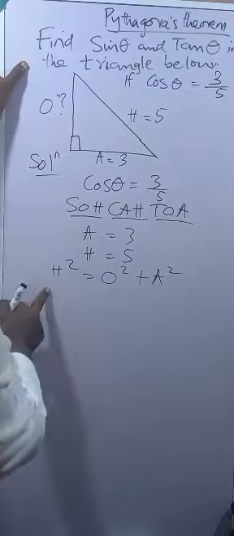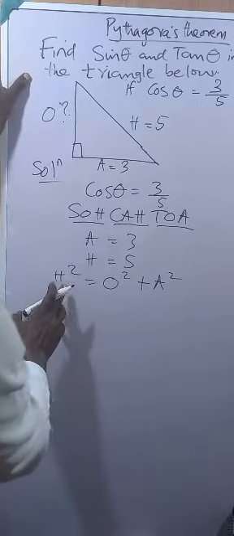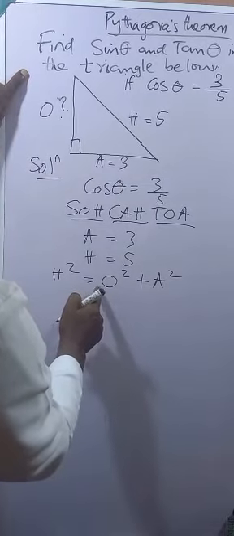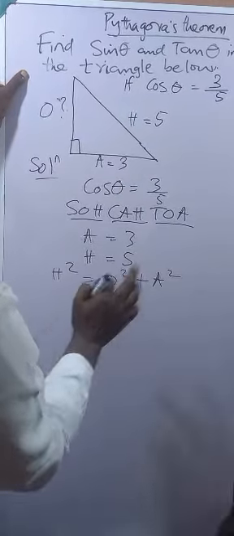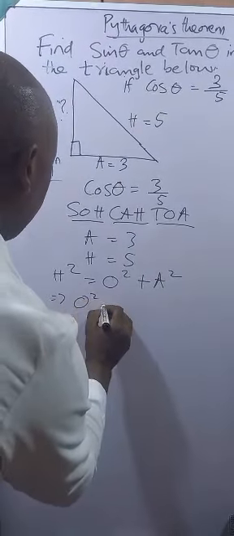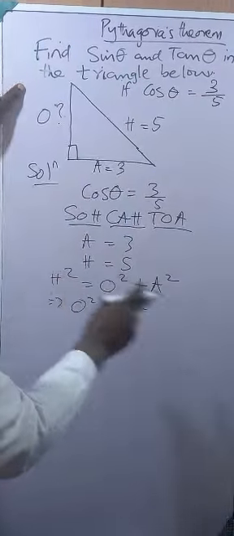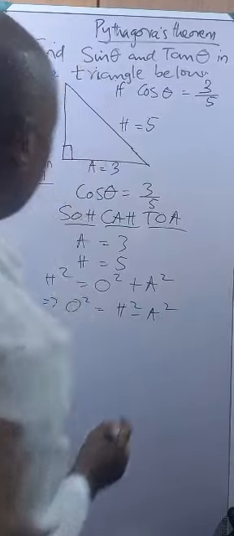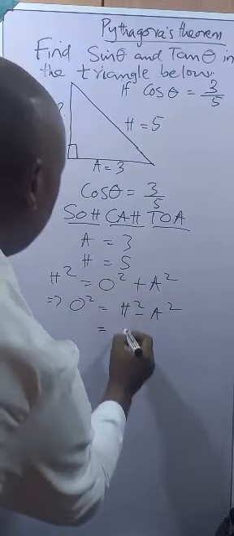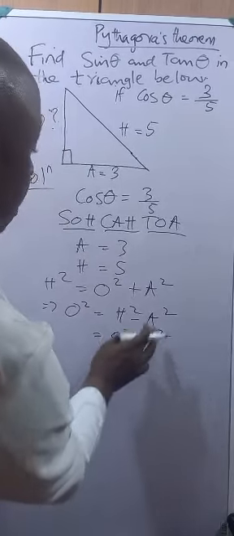In this case, we are looking for O. So we need to bring A square to the other side and leave O square where it is. So O square will be equal to h square minus A square. We now substitute: A is 3 and h is 5. So this is equal to 5 squared minus 3 squared.